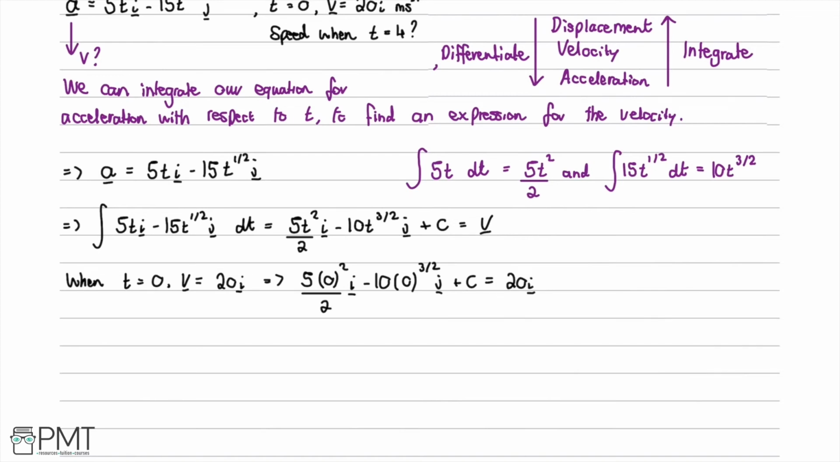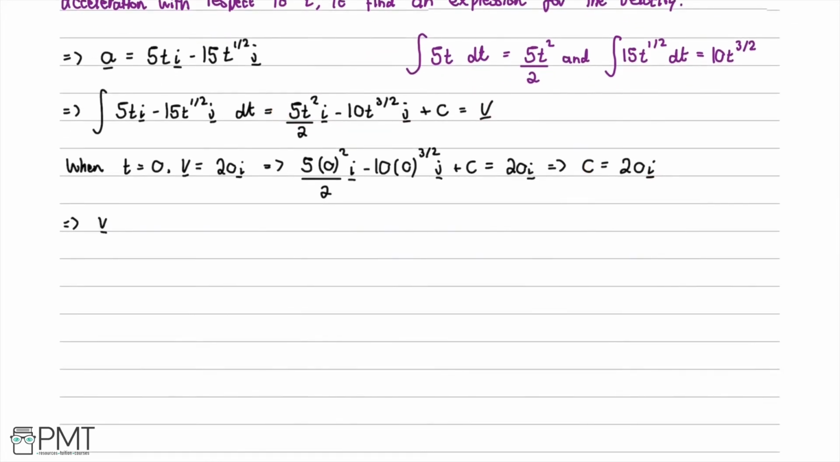So therefore, computing this, the zeros make these disappear, so we'll then be left with c is equal to 20i. So therefore, we can now take this value of c and rewrite this expression here. So we'll have that the velocity is going to be equal to 5t squared over 2, and then we subtract 10t to the power of 3 over 2, and we now add on c, which is 20i. And remember, these are in terms of i and j also.